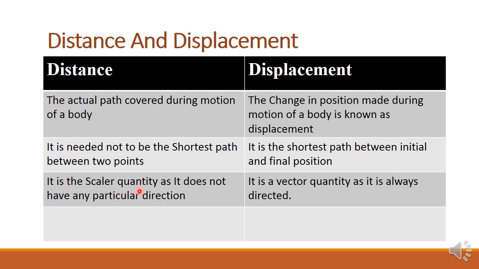Distance is a scalar quantity as it does not have any particular direction. When I am saying I traveled 50 kilometers, it may be in any direction. It may be going to a place and coming back. It may be going to a place A, traveling to place B, and then again coming back to place A. So that is what the distance is. It does not have any particular direction. Well, displacement is a vector quantity as it is always directed.